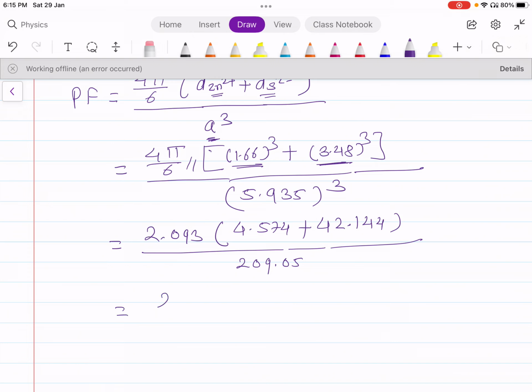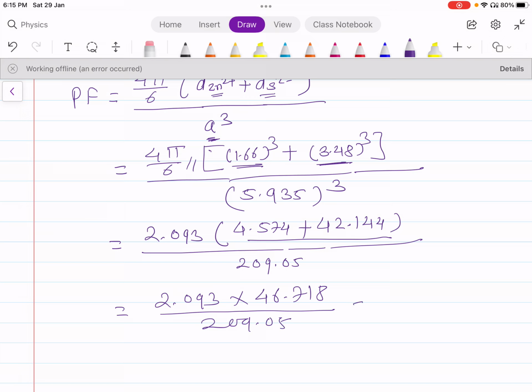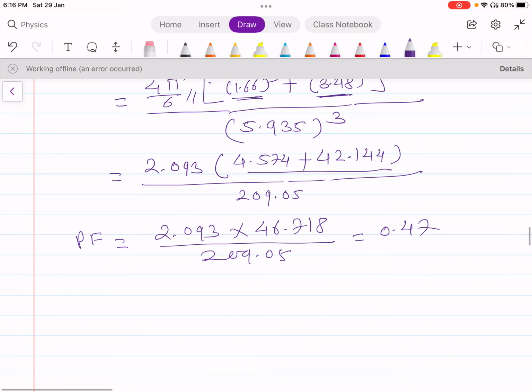So let us simplify further. Addition of this is 46.718, and that divided by 209.05, and that is equals to 0.47. So packing fraction is 0.47, and so the packing efficiency is equals to 47%.